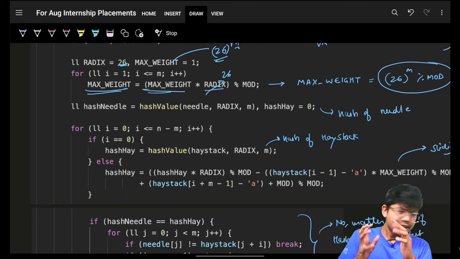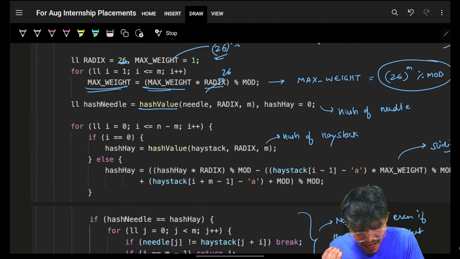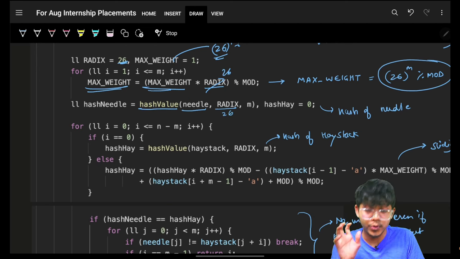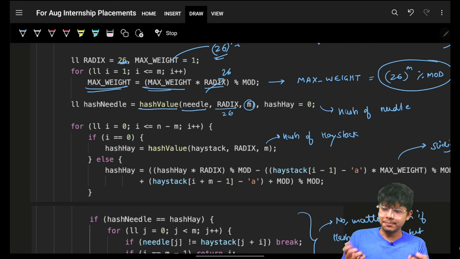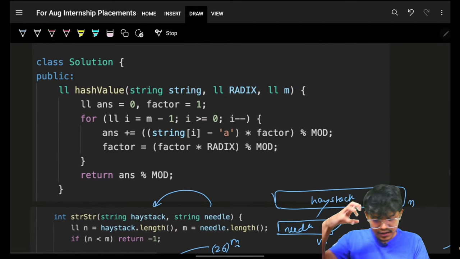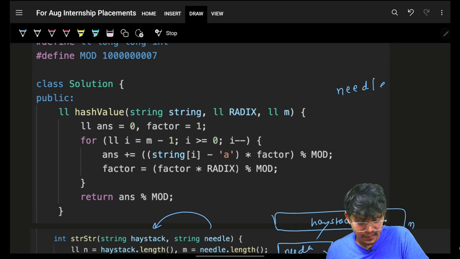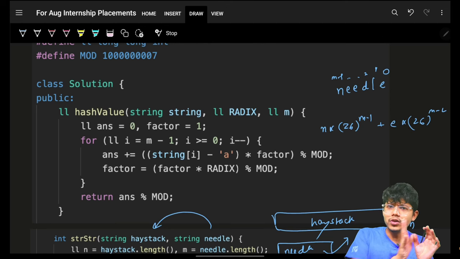Now, coming back, what we can do is first find the hash value of our needle. Again, this is the needle string for me, this is the radix which is right now 26, and the size of my string, which is m, and then I will find the hash needle. This hash needle is a hash function, which will ask you for the string. If you remember, let's say our string is needle, so it will go 0, 1, 2, up till m minus 1. So again, n into 26 raised to power m minus 1, plus e into 26 raised to power m minus 2, that's how things will go, as we saw above also.